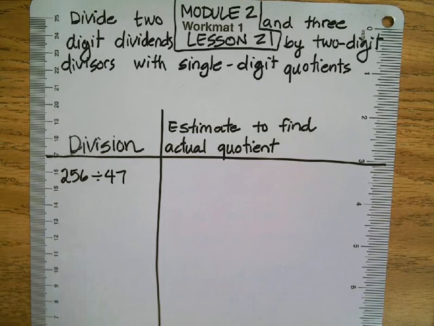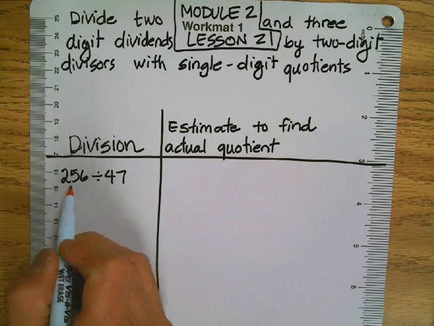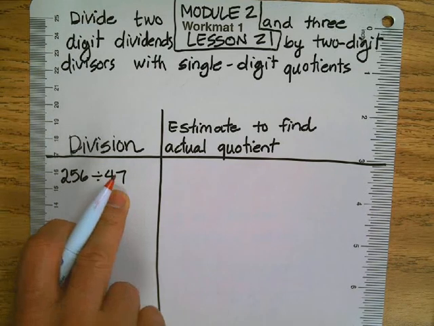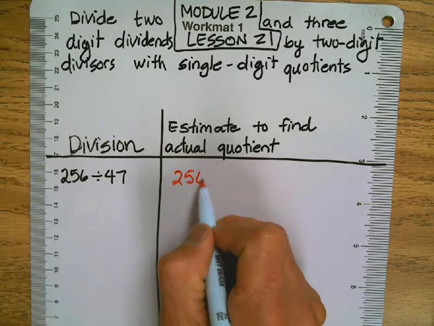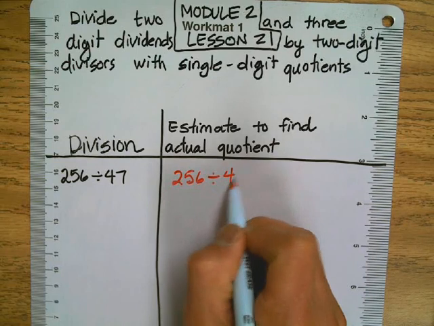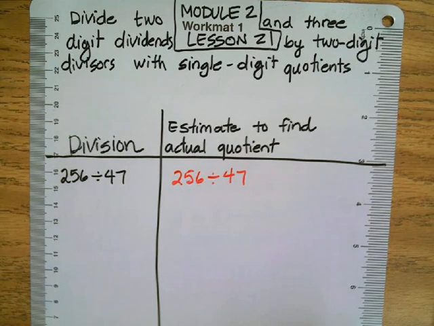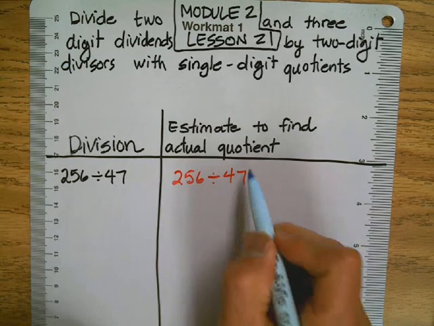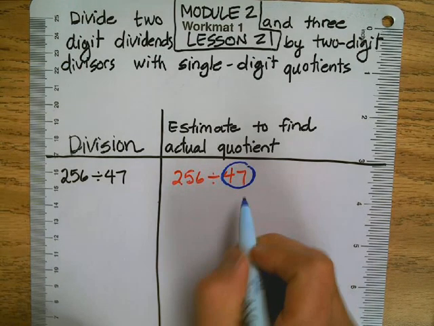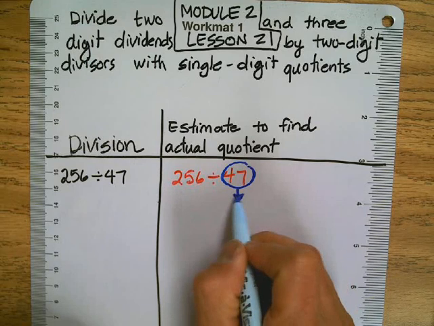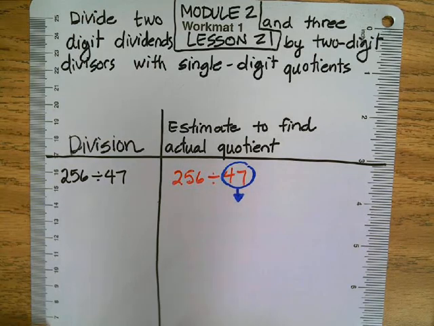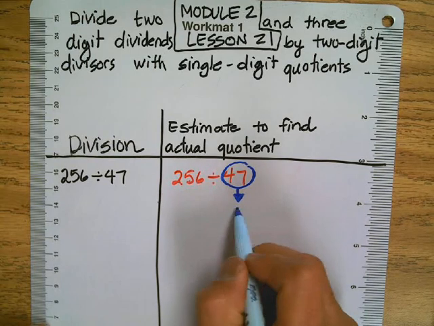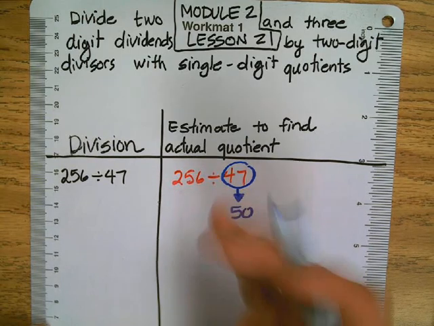Okay, so the first thing to know, to find the actual answer for this problem, we have to estimate. So how do we estimate? Well, we write the same division, right? And then we round the numbers. We round the divisor because the divisor is the one that helps you find an answer close to the actual quotient. So we round 47 to 50 because 47 is just 3 numbers away from 50.